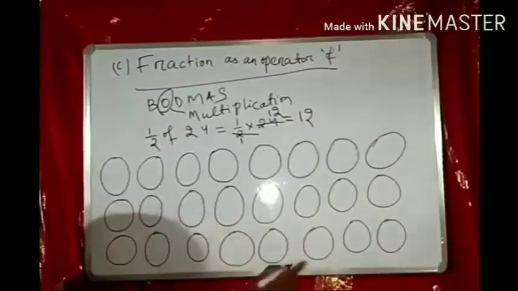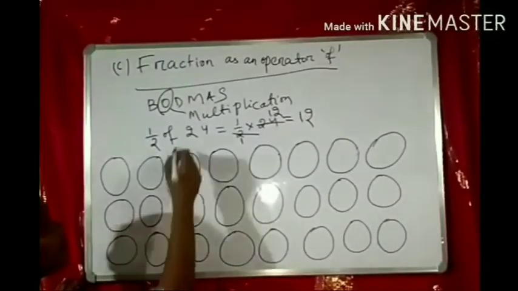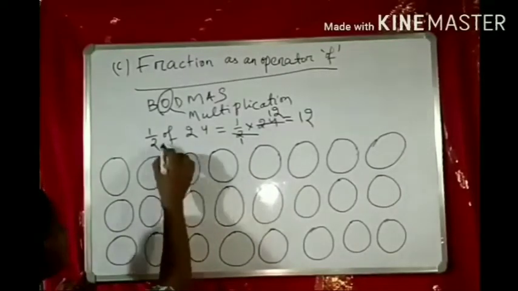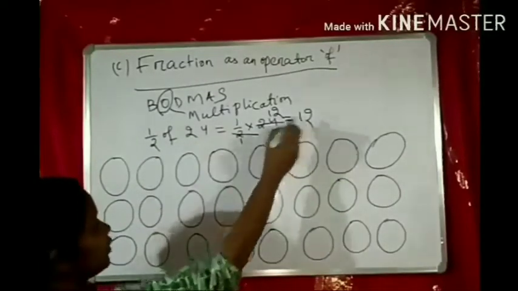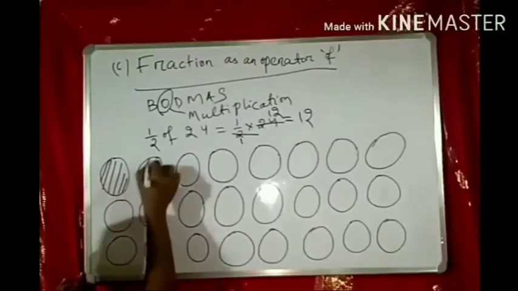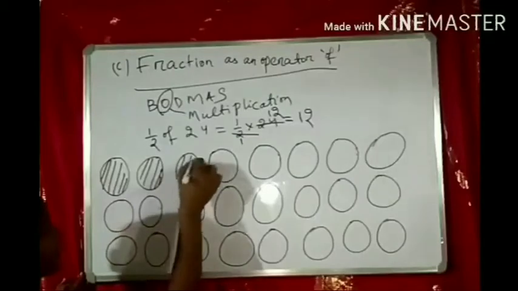So in these 24 circles, half is present. So 1 by 2 of 24 is what? 12. So we'll mark only 12 circles.